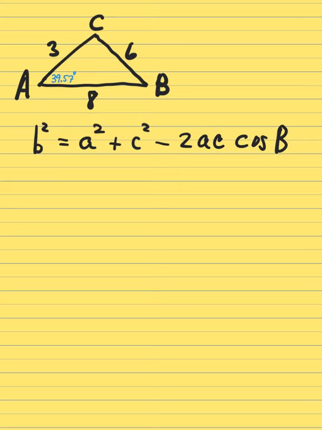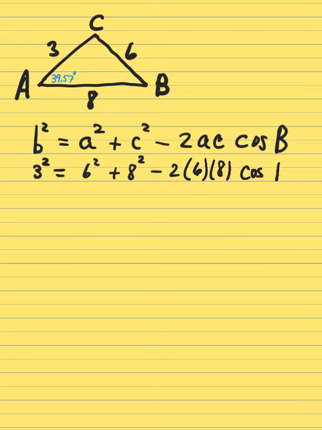So that's 3 squared equals 6 squared plus 8 squared minus 2 times 6 times 8 cosine of B. Once we figure out angle B, then we can just subtract A and B from 180, and that'll give us C. Okay, so got everything subbed in.